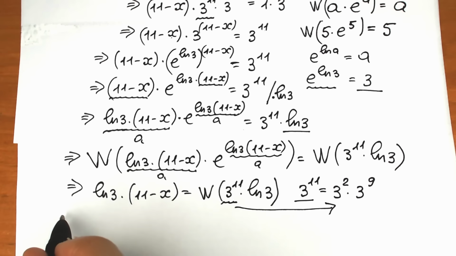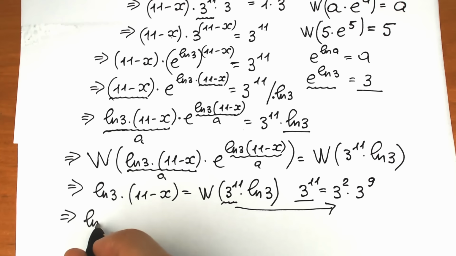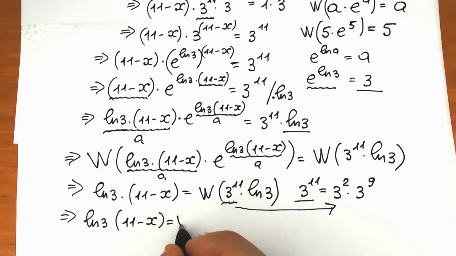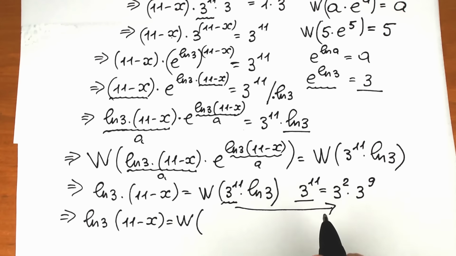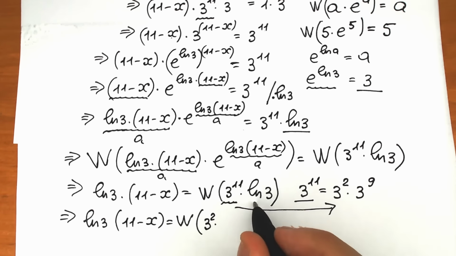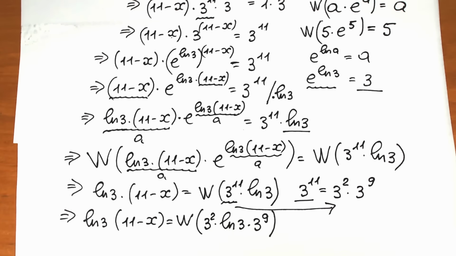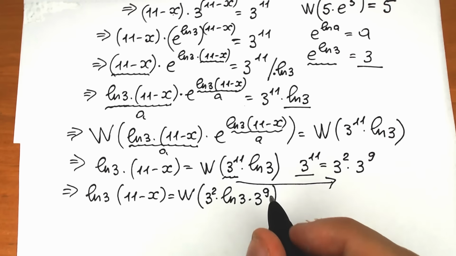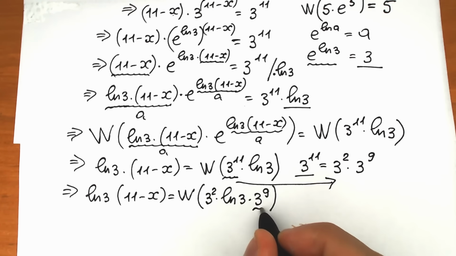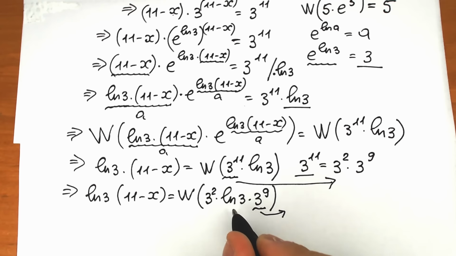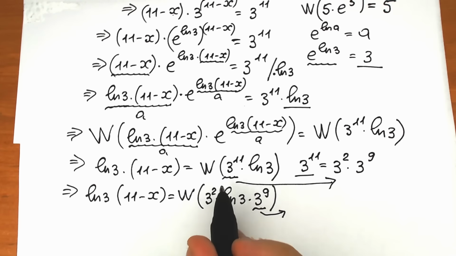So we have natural log 3 times 11 minus x equal to Lambert W function of 3 to the power 2 times natural log 3 in the second position, and the next, 3 to the power 9. Right now, 3 to the power 9, let's write it in another way. Let's try to simplify this expression inside this Lambert W function by creating this e.